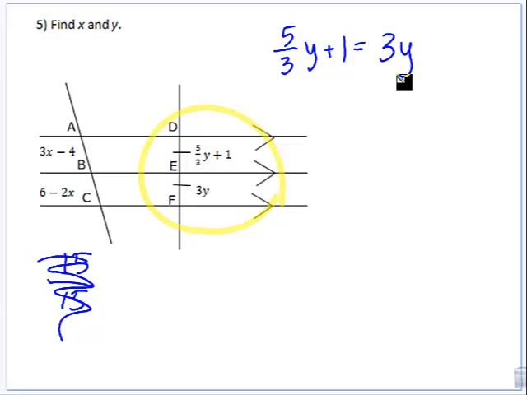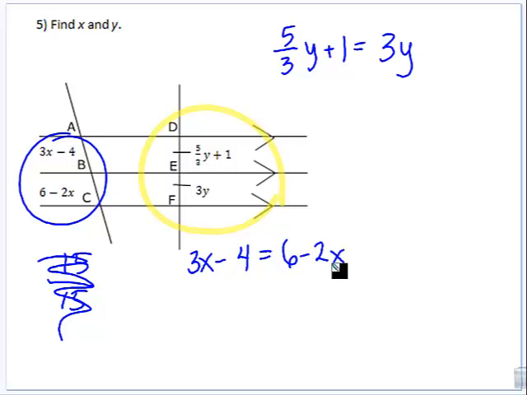Because those two are congruent to each other, when we set the proportion up, it's going to mean that these two also are going to have to be equal to each other. So our second equation would be 3x minus 4 is equal to 6 minus 2x. And so now we just need to solve these both. So the top equation, 5/3 y plus 1 is equal to 3y. How do we solve that?